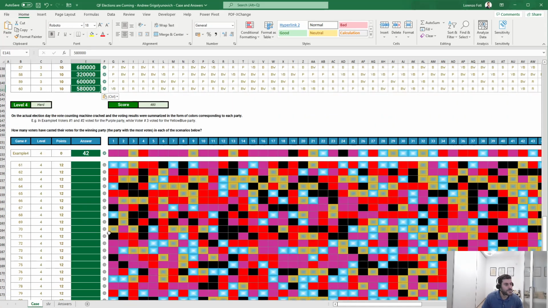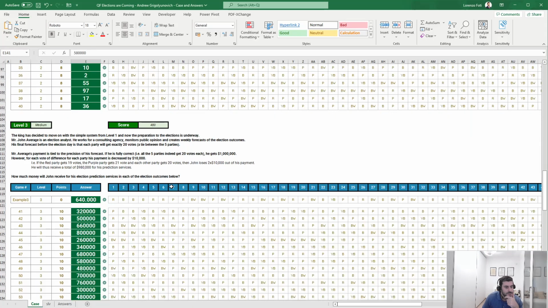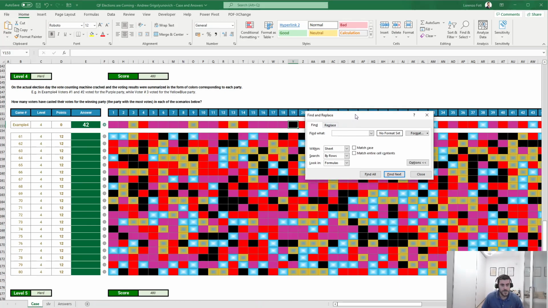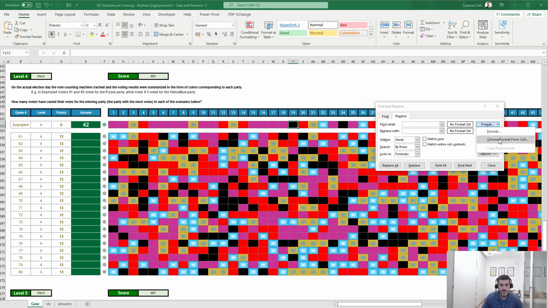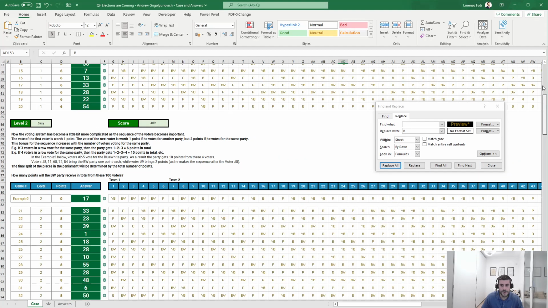Okay, level 4. This is the problem. On the actual election day, the vote counting machine crashed. How many voters have cast the vote for the winning party? So what we could probably do is a replace. Choose from here. This will be black. Okay, it works.